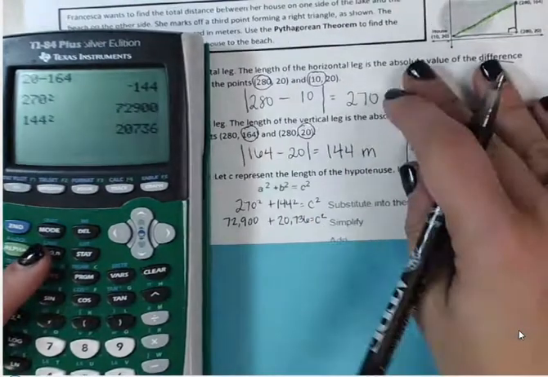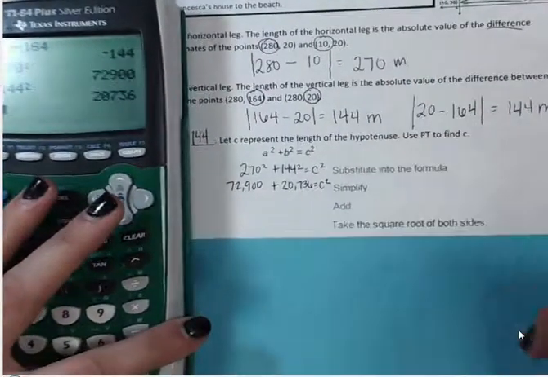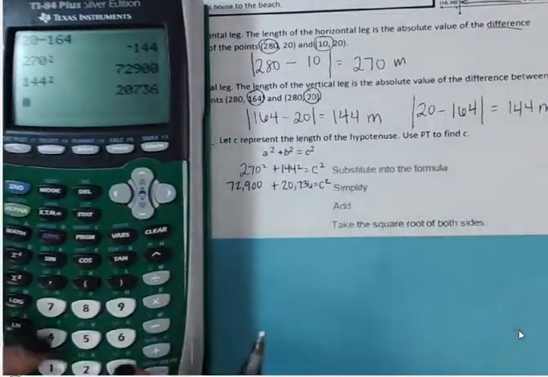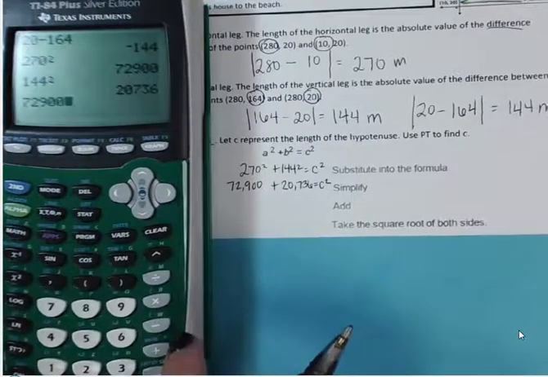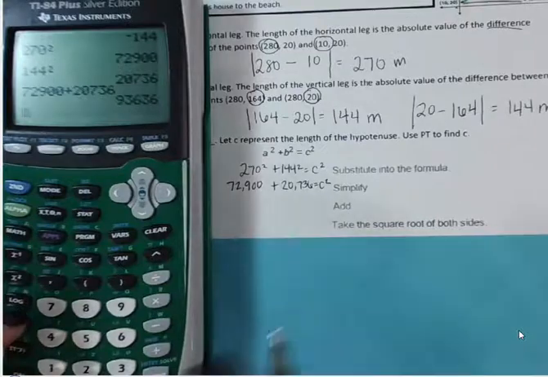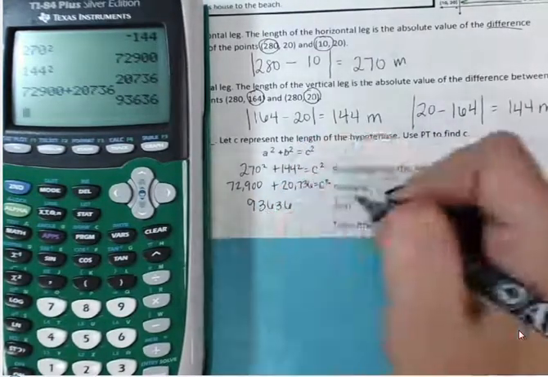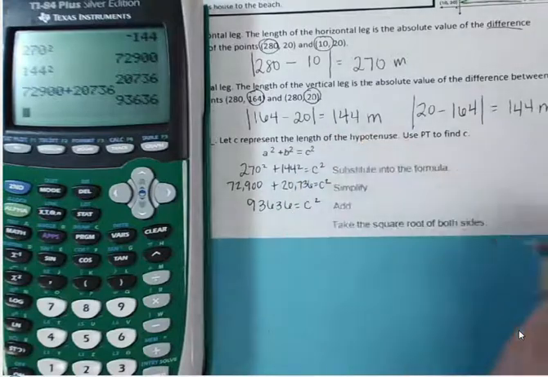We still need to simplify. We need to add these two together. Your next step says add. So do 72,900 plus 20,736. We add them together. 93,636 is equal to C squared.